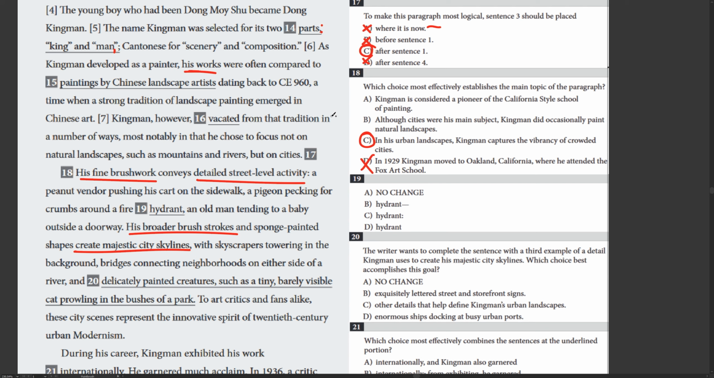Kingman is considered a pioneer. There is no comparison with other artists, so that would be wrong. And lastly, B, although cities were his main subject, Kingman did occasionally paint natural landscapes. So it's not really a talk about natural landscapes in this paragraph. It's more about cities and his modern work. So in this case, we're just going to stick with C.